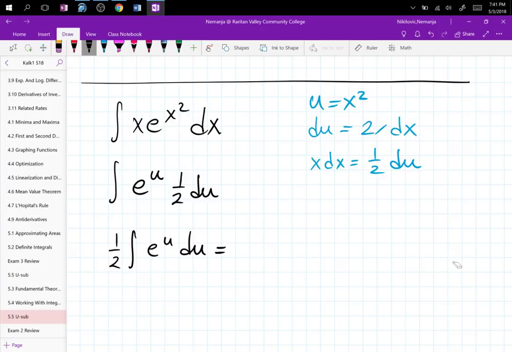It takes some time to get used to it. All right, so the integral of e to the u is e to the u plus c. And then I don't care about u, I care about x, which is 1/2 e to the x squared plus c.